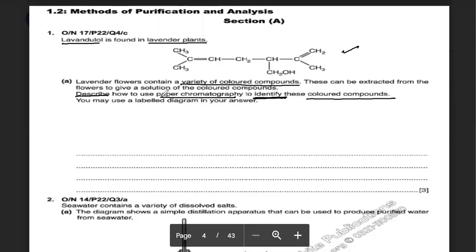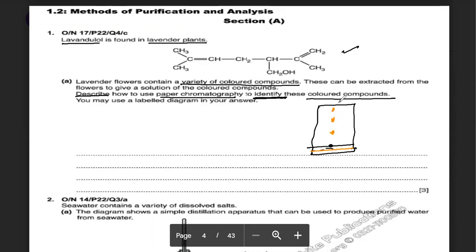So again, the way we have done in the previous question, we will be doing the same way. We will be making a chromatogram with a starting line. This is going to be a solvent front. On the starting line, we'll be putting a spot of the sample. And when the solvent front moves up from below the sample, what will happen? This mixture of colored components will split up into its components.